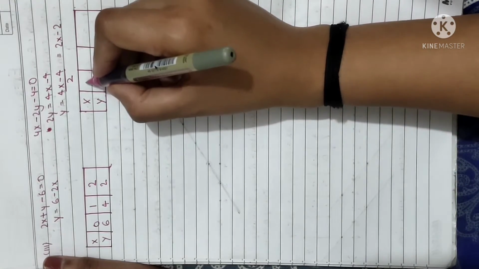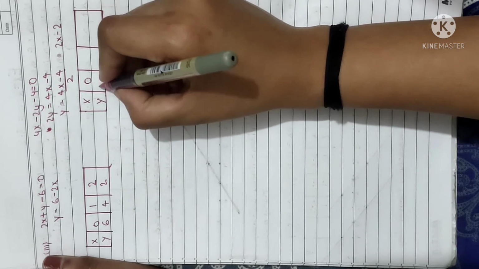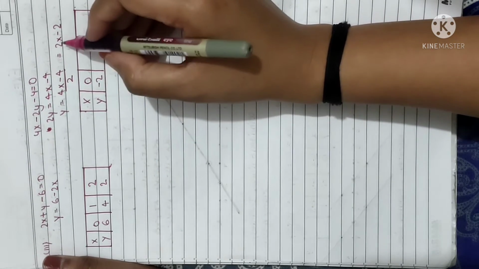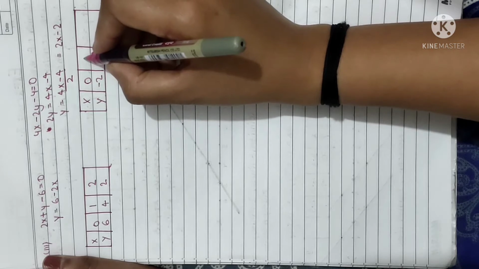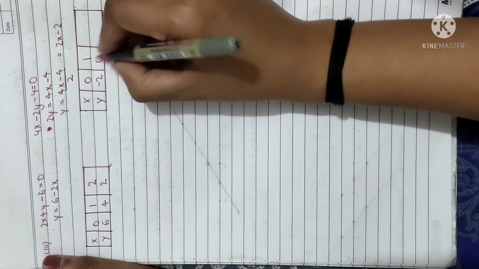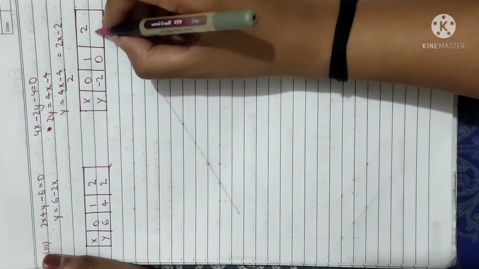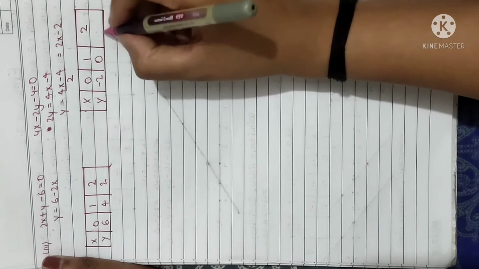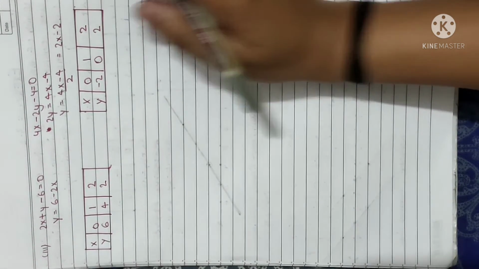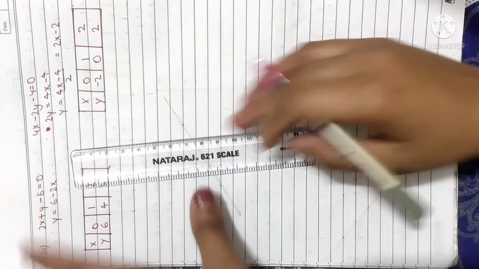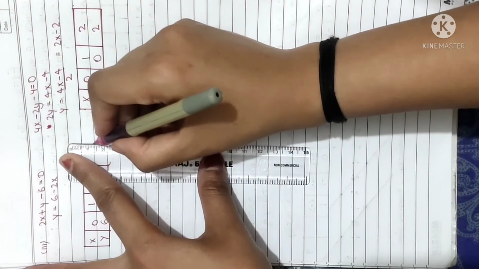When I put x as 0, y will be -2. When I put x as 1, y will be 0. When I put x as 2, then y will be 2 2s are 4, 4 minus 2 is 2. So I'm going to draw a graph.